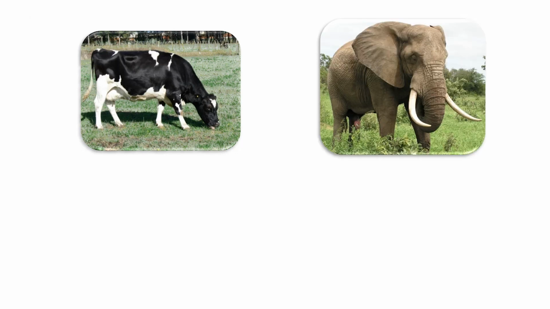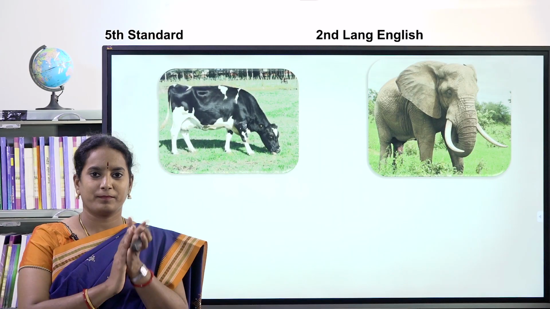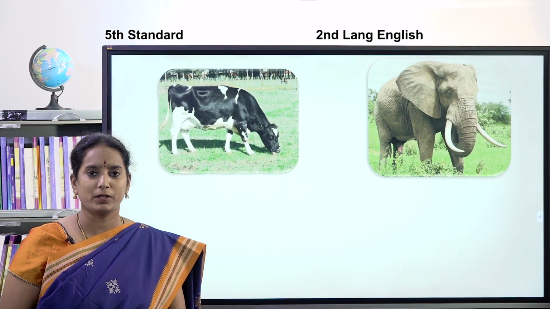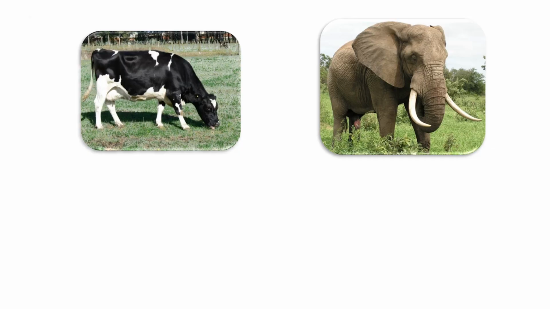ಕೌ. How many times did you clap? You have to clap once because it is a domestic animal. Elephant. How many times did you clap? Twice because it is a wild animal. So I hope you all understood how to do the activity. Now let's start with the pictures.